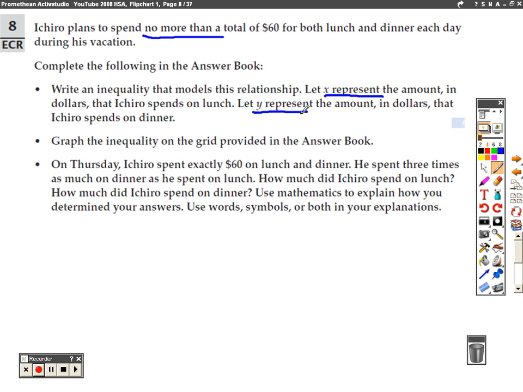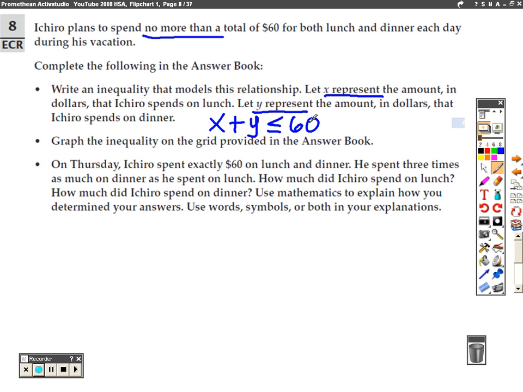So to write this inequality, Ichiro is going to spend X dollars on lunch. Then in the evening, he'll add to that the amount of money that he spends on dinner, which according to the problem is called Y. And from the very beginning of the problem, it tells us that he wants to spend less than or equal to $60, no more than $60.